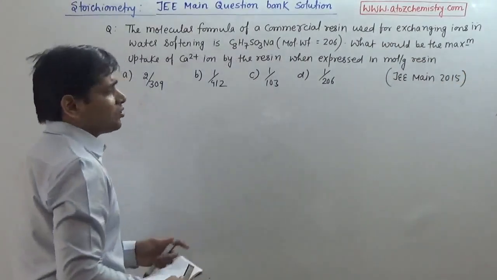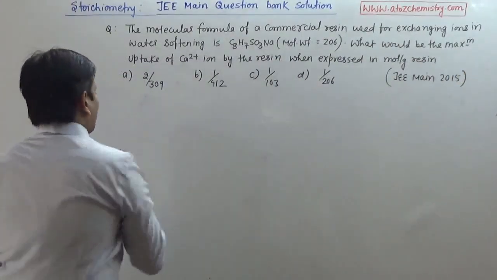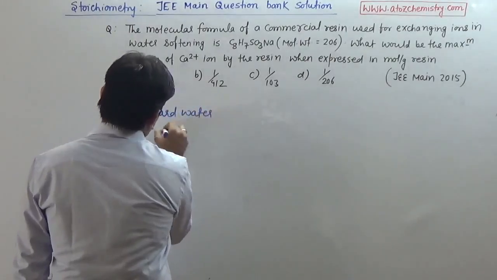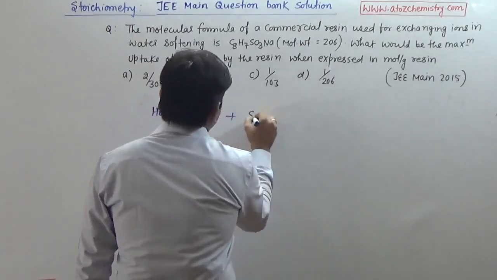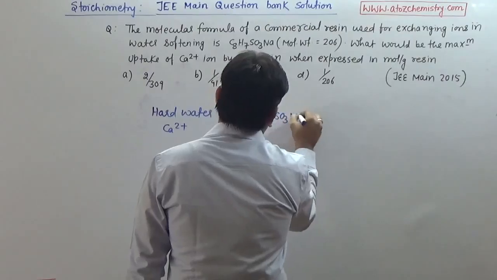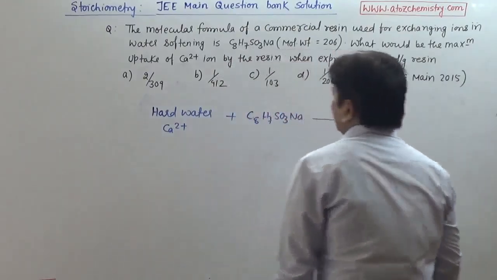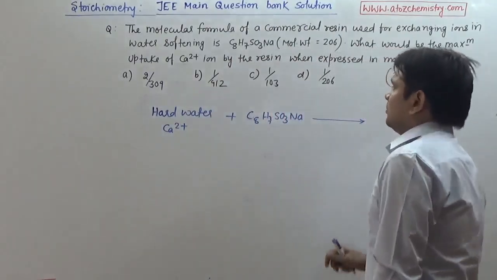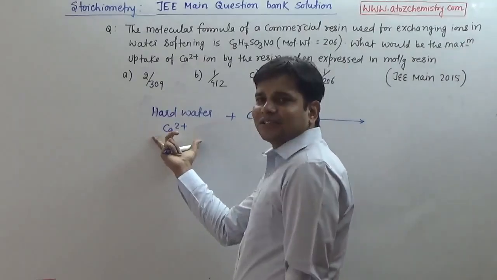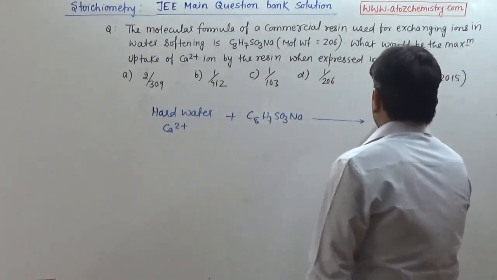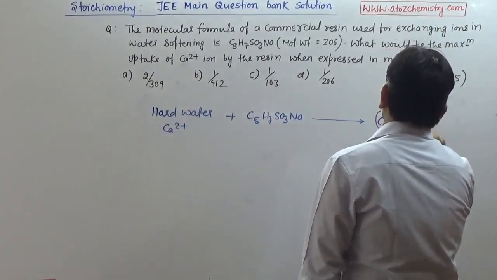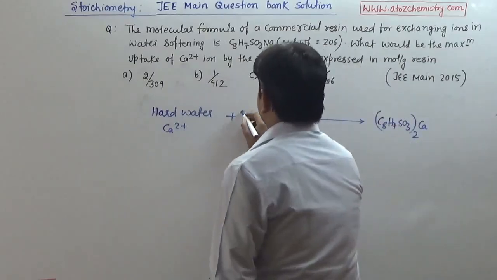You know that water is softened by the ion exchange method, and hard water which has calcium 2 plus ion present is softened by C8H7SO3Na, whose molecular weight is 206. So the question is, what is the mole of calcium 2 plus that can be extracted by this? You can easily see that the formula of this will be equal to 2 calcium, so it will be 2.